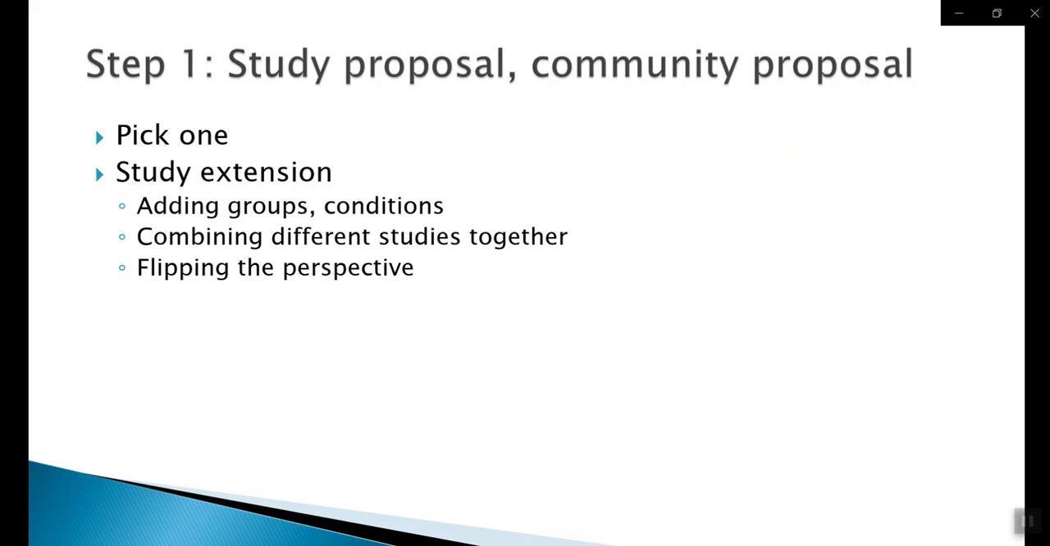Or you might flip the perspective. So, for example, when I was part of a research team in graduate school, I didn't come up with this. I was part of a team that came up with this. We were exploring the phenomenon of social rejection and physical pain. And the basic theory was that social rejection caused a similar activation in the brain to that of physical pain. And research was done to confirm that it was the same pathway.